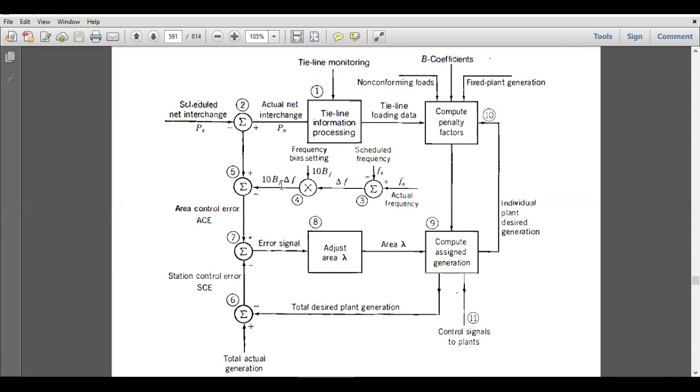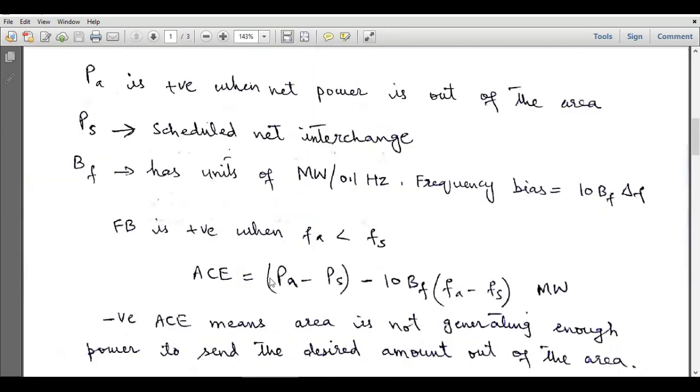Here we will calculate the frequency bias, and the area control error will be calculated over here. Area control error is actually equal to PA minus PS minus 10 BF (FA minus FS). Here PA is actual net interchange and PA is positive when net power is out of the area. So if net power is going out of the area, then PA will be positive, and PS is scheduled net interchange. BF has units of megawatts per 0.1 hertz, and BF can be defined as the change in power responsible for a frequency deviation of 0.1 hertz. So this is the definition of BF.